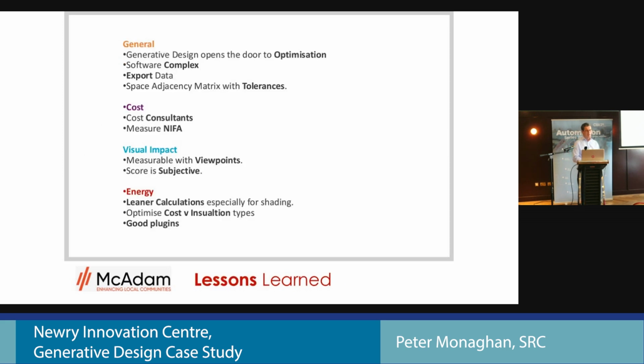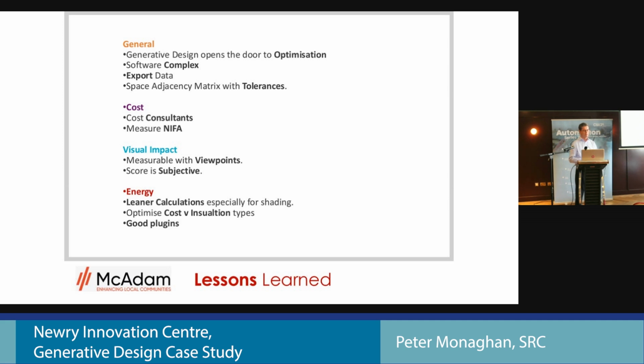Lessons learned were the generative design. It does open doors to optimization. It's a nice entry level, although there are better entry levels now, some of the software that we showed earlier in the morning. The software is complex. It's not mainstream. I still don't think it's for your average designer.